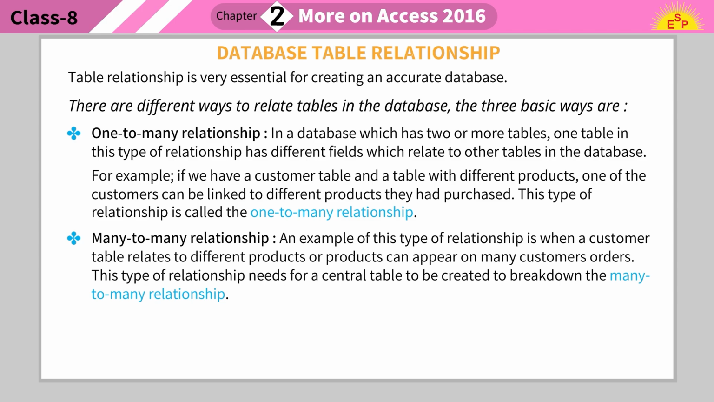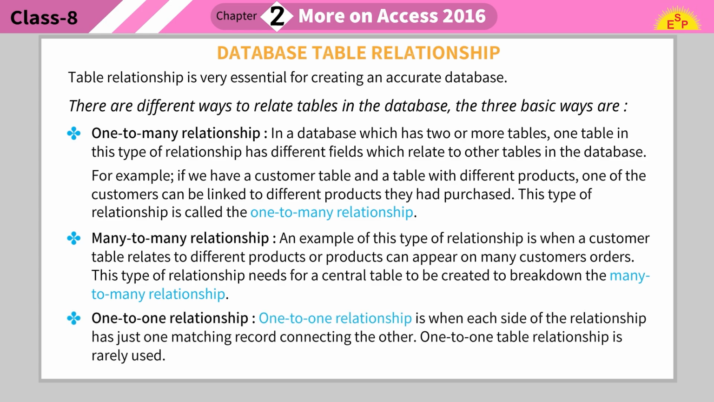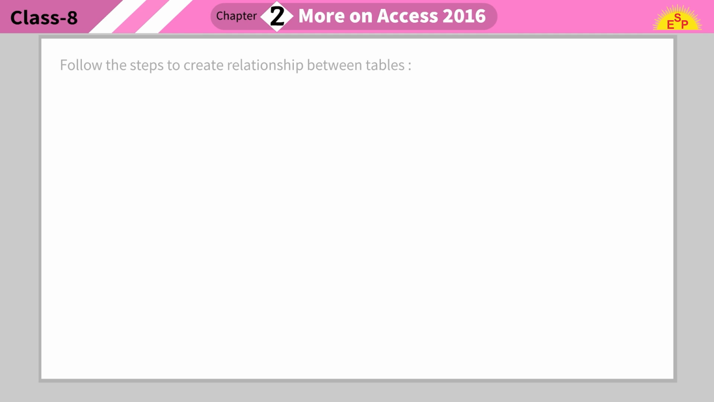Many-to-many relationship. An example of this type of relationship is when a customer table relates to different products or products can appear on many customers' orders. This type of relationship needs a central table to be created to break down the many-to-many relationship. One-to-one relationship. One-to-one relationship is when each side of the relationship has just one matching record connecting the other. One-to-one table relationship is rarely used.